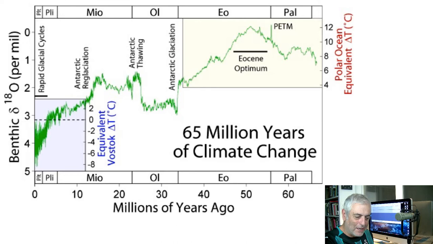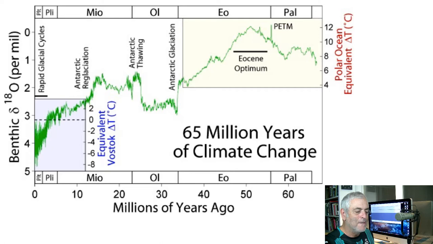So if you follow this thing off of the Eocene Optimum there, you just get into the Oligocene, and they say that Antarctic glaciation occurs there. It happened a little bit earlier, but not much. So you can see a big drop-off there on the temperature, and it stays cool for a while, and then it kind of thaws a little bit. They call it the Antarctic thawing there at the end of the Oligocene.